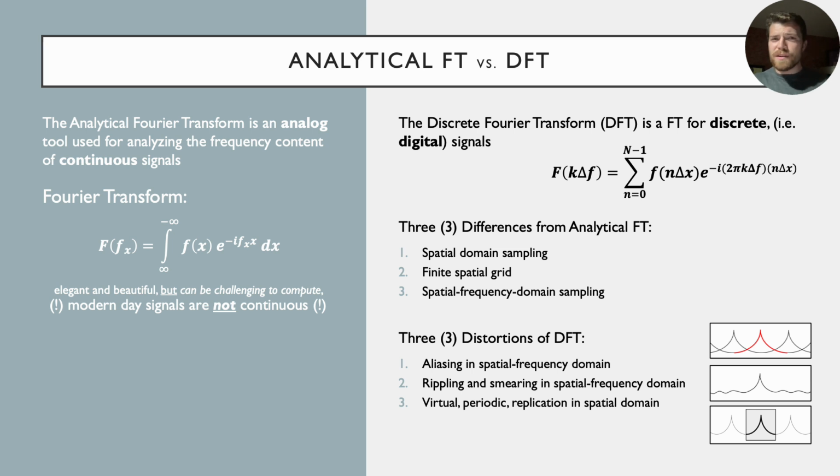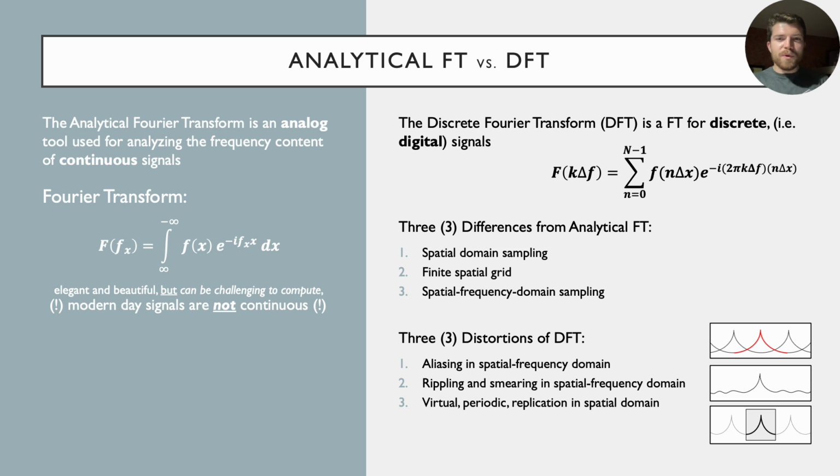As we all know, the discrete Fourier transform replaces the integral with a sum, and the input signal is now sampled to account for our discrete representation of continuous signals. As such, the frequency domain is also represented as a discrete function, k delta f, where we have specific magnitude values evaluated at frequency points. This forms the triad of differences between our analytical and discrete Fourier transforms. One, we have spatial domain sampling; two, we have a finite sampling grid; and three, we have sampling in the frequency domain.